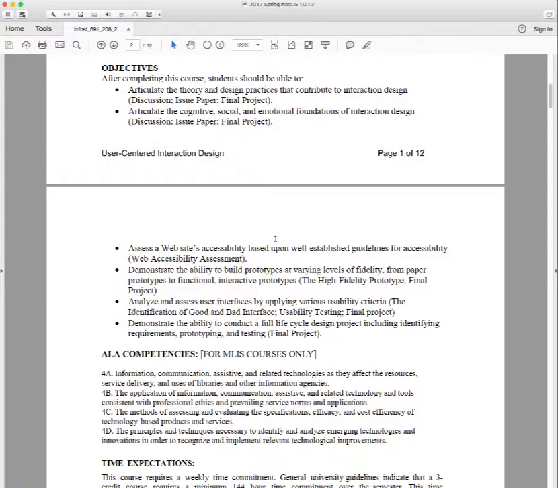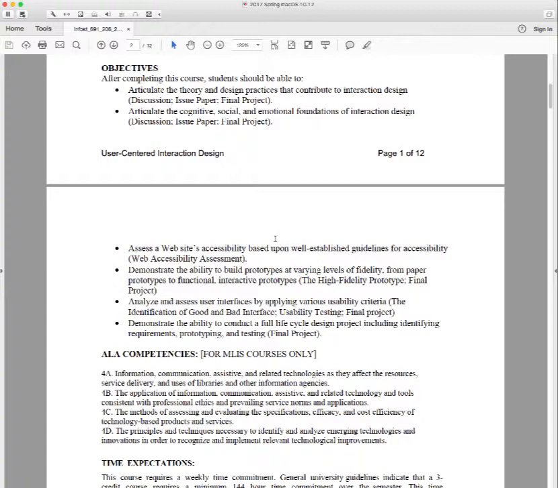What are the objectives? Well, after completing this course, you should be able to articulate the theory and design practices that contribute to interaction design, articulate the cognitive, social, and emotional foundations of interaction design, assess a website's accessibility based upon well-established guidelines for accessibility, demonstrate the ability to build prototypes at varying levels of fidelity, from paper prototypes to functional interactive prototypes, analyze and assess user interfaces by applying various usability criteria, and demonstrate the ability to conduct a full life cycle design project, including identifying requirements, prototyping, and testing. And that, of course, would be the final project.